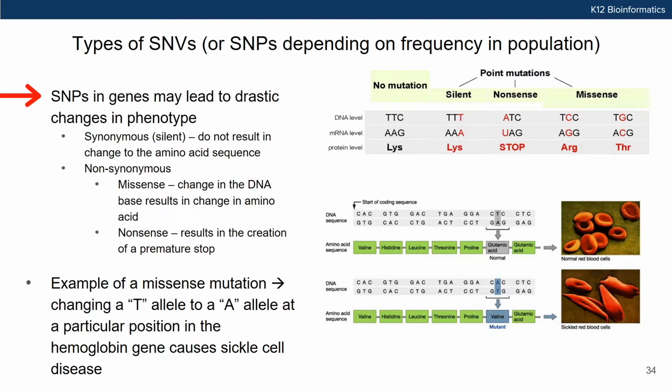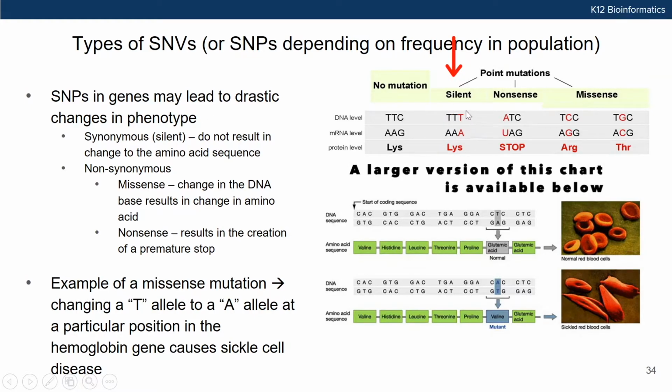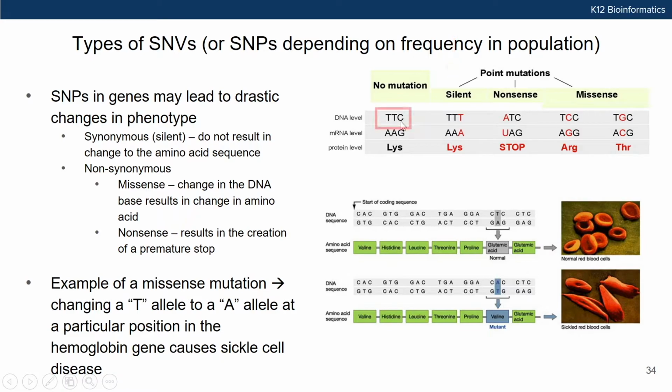SNPs that fall within genes may lead to some fairly drastic changes in phenotype. There are several different types of point mutations. These include things like synonymous mutations, or silent, that actually do not result in a change to the amino acid sequence. You can see a nice example of a silent mutation here, where we've changed the original C allele to a T allele, but when it's transcribed into mRNA and translated into protein, it still is translated as this lysine amino acid.